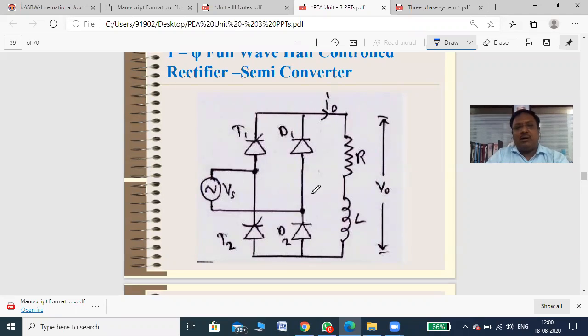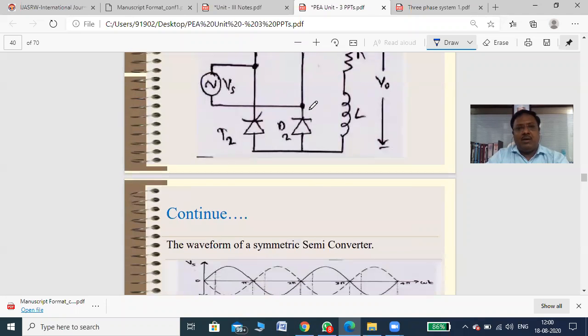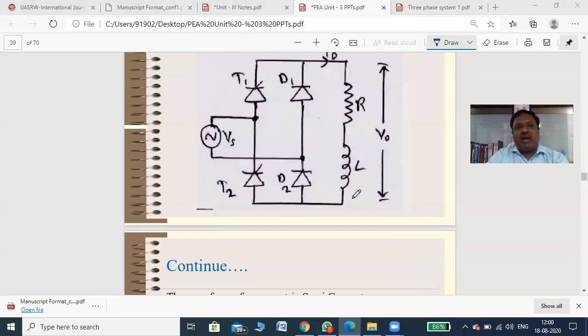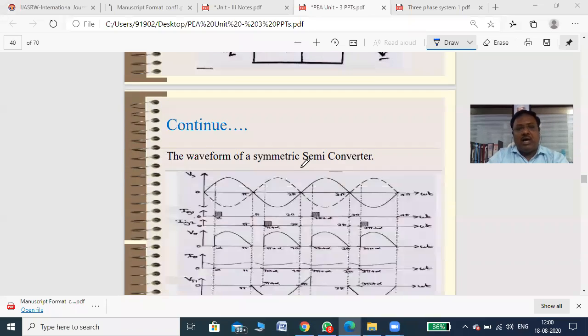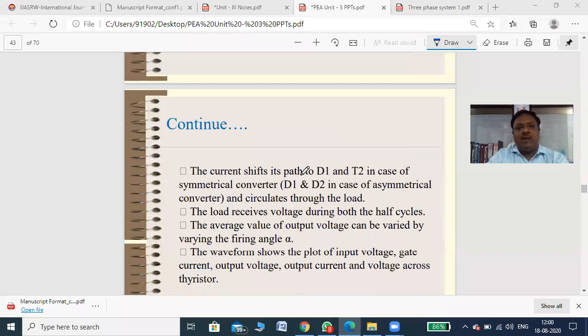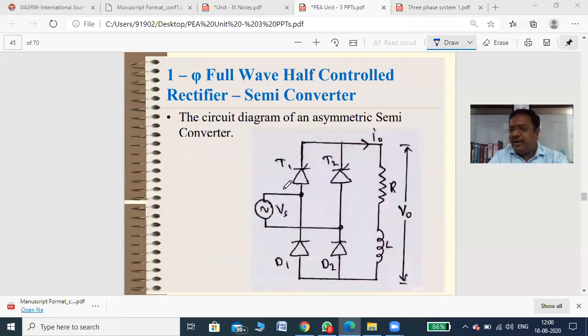This converter is called symmetric when two SCRs are connected in the same arm. When one SCR and one diode are connected in one arm, it is called asymmetric. We have already discussed symmetric as well as asymmetric, but I'll just repeat the last one, that is asymmetric, and then we will go to the next topic.